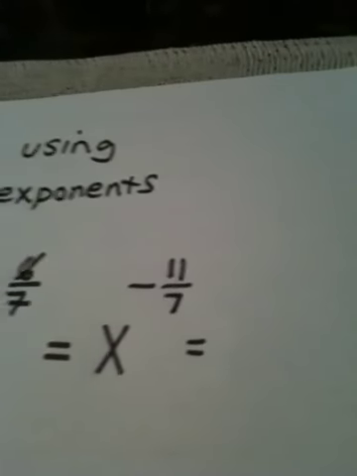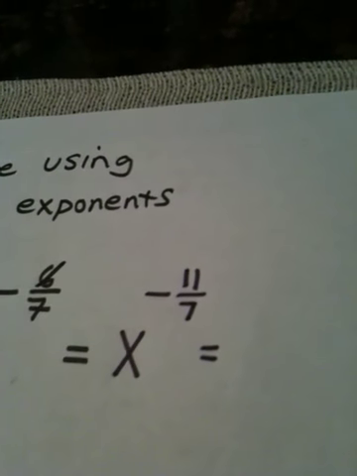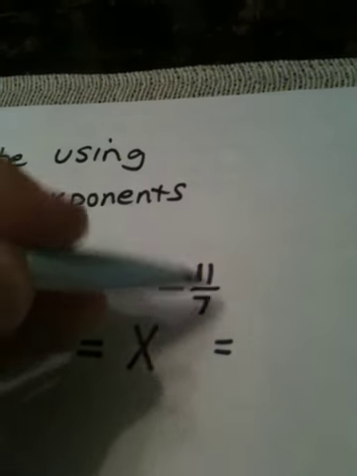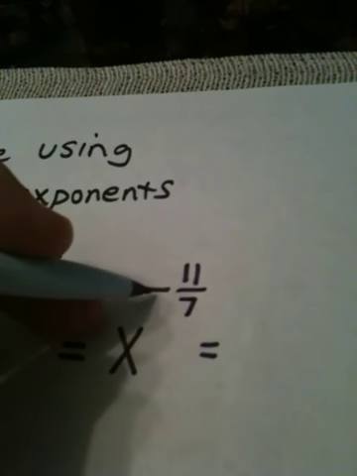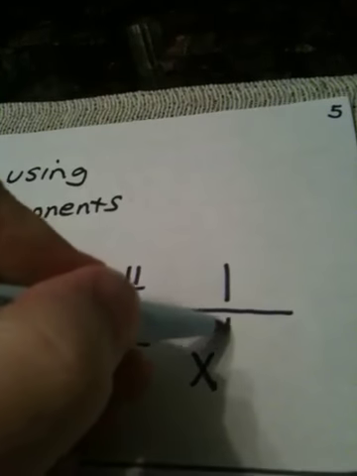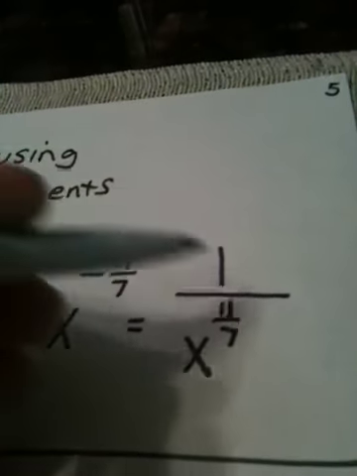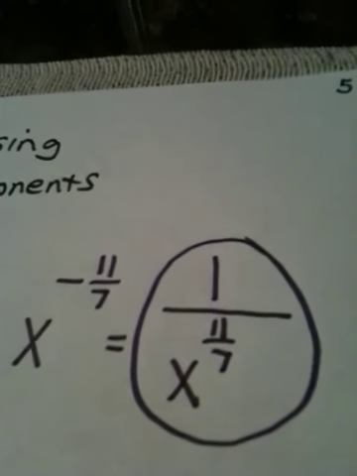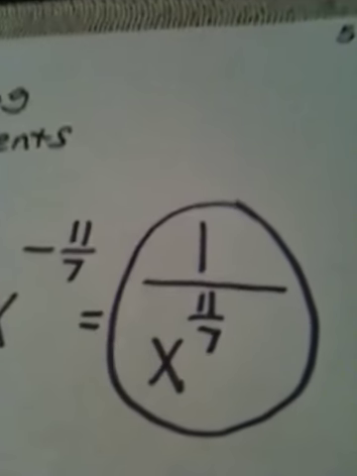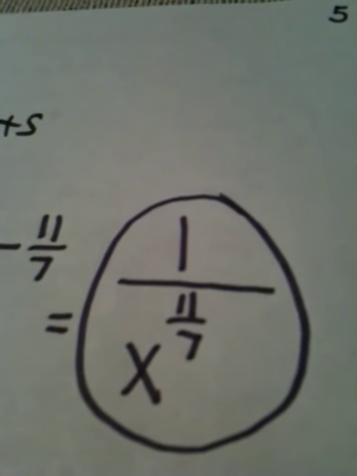Now, remember what happens to a negative exponent. Negative exponents, we take reciprocals. That's by definition what they mean. X to the negative 11 over 7 becomes 1 over, and when this appears in the denominator, the power becomes positive. So my final answer to this problem doesn't look pretty, but it's correct to write it as 1 divided by x to the 11 over 7.